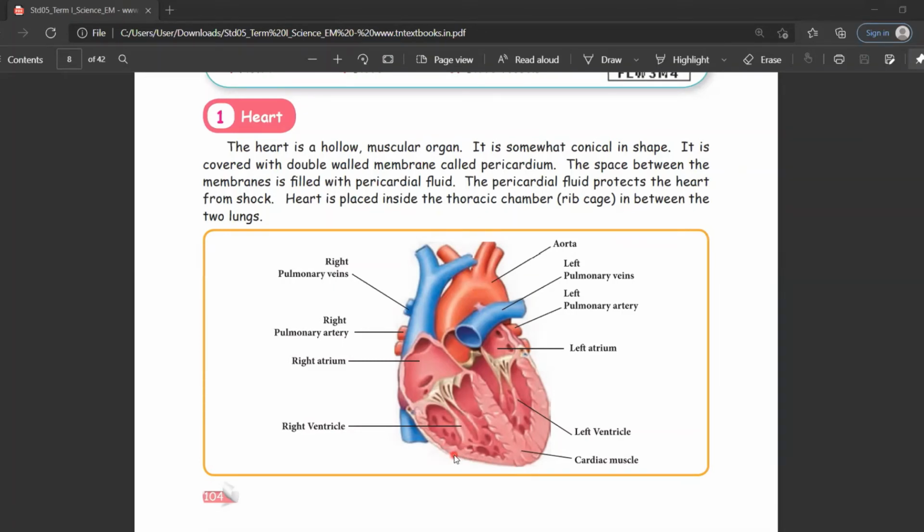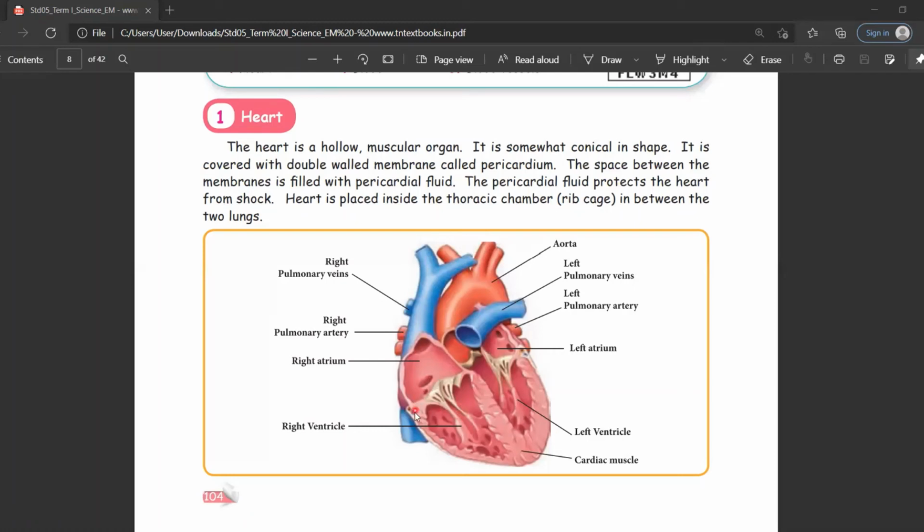Okay children, the heart is divided into 4 chambers. The upper chambers are called atrium or auricles, divided into right atrium and left atrium. The lower thick chambers are called ventricles, divided into right ventricle and left ventricle. So right atrium, left atrium, right ventricle, left ventricle. 4 chambers are there.